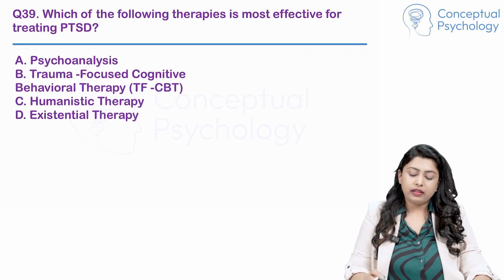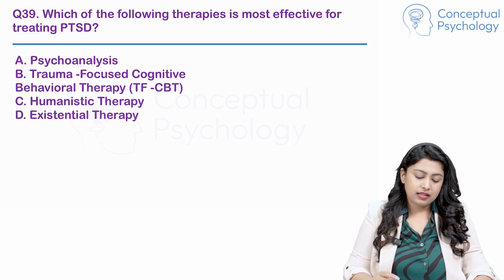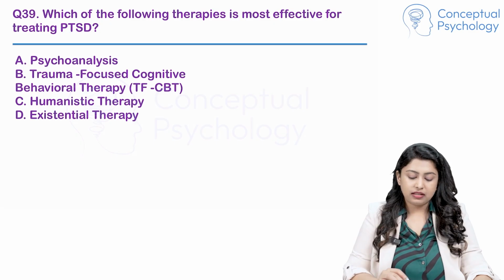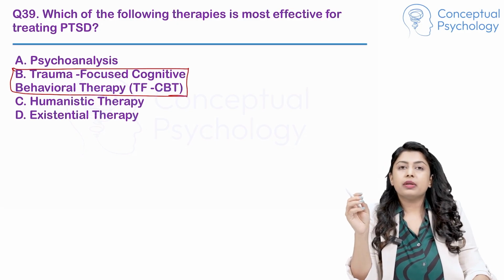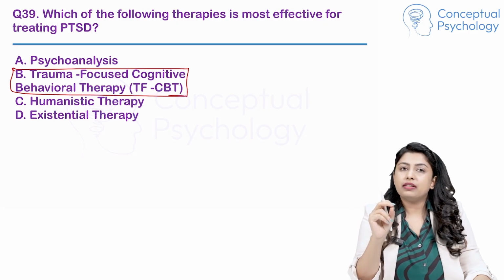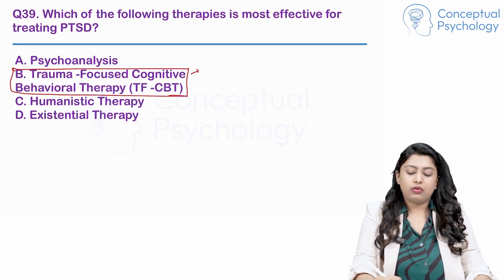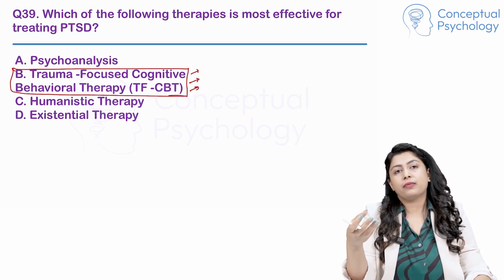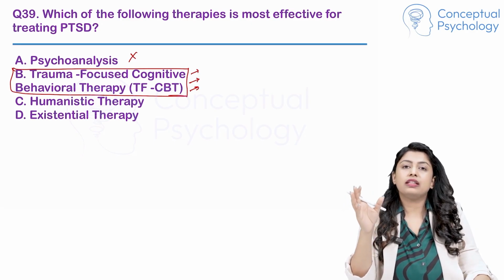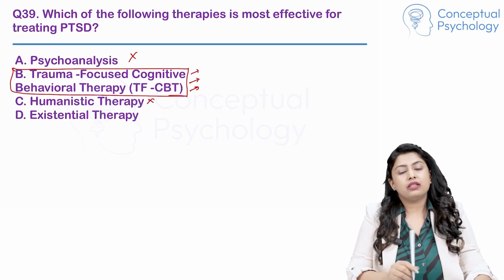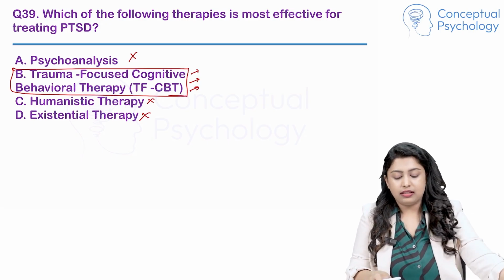Okay. Which of the following therapies is most effective for treating PTSD? Psychoanalysis, trauma focused CBT, humanistic therapy, or existential therapy? So here the correct answer is B. Trauma focused cognitive behavioral therapy is considered the gold standard treatment for PTSD, which incorporates exposure therapy. It also incorporates cognitive restructuring and coping skills training to help individuals process the traumatic events. Now, psychoanalysis is not empirically supported as the first line treatment of PTSD. Humanistic therapy is also not specifically designed for trauma treatment, and existential therapy is also not empirically supported. So, the correct answer here is B.